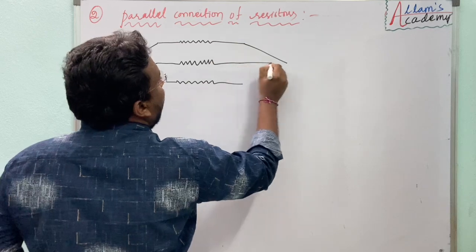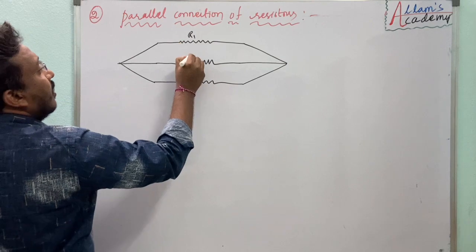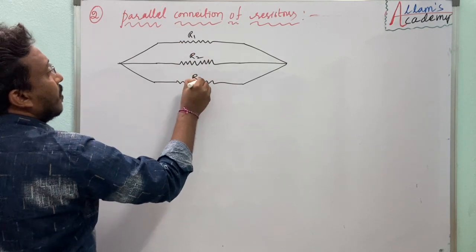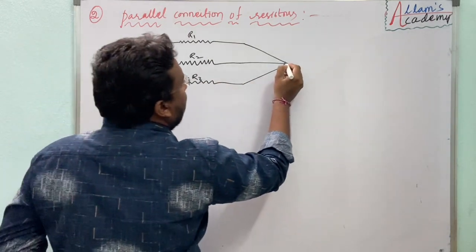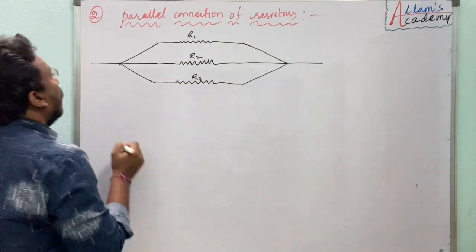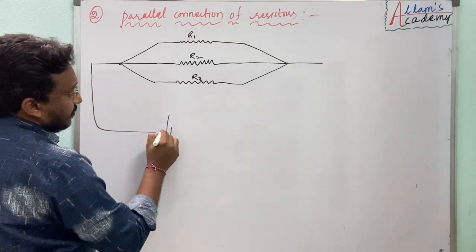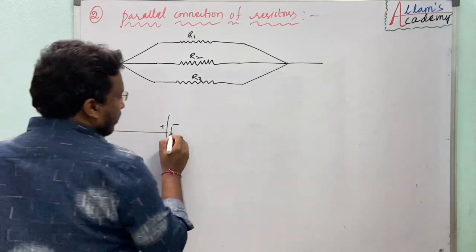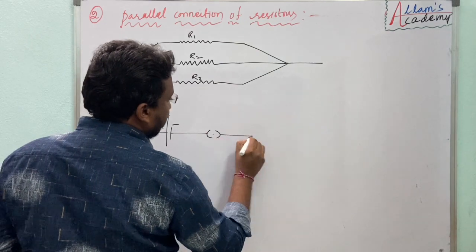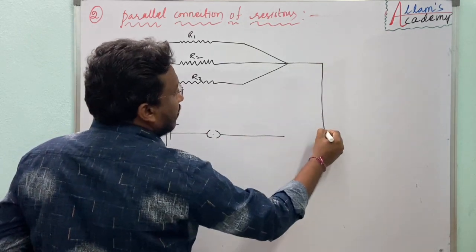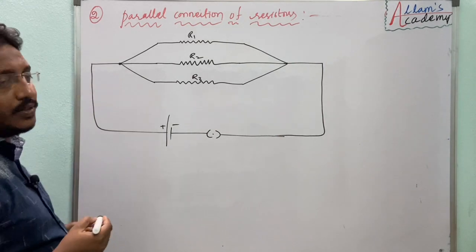This is a way of connecting resistors. See here, R1, R2, R3. Three resistors are connected to one end and the remaining ends are connected to the other end. This is connected to a battery or a cell and a switch. This is a way of arranging resistors.